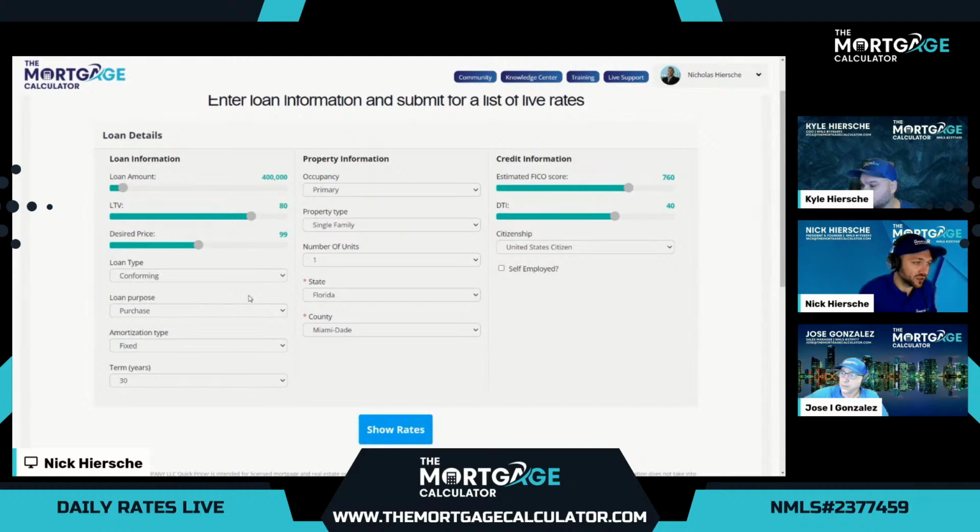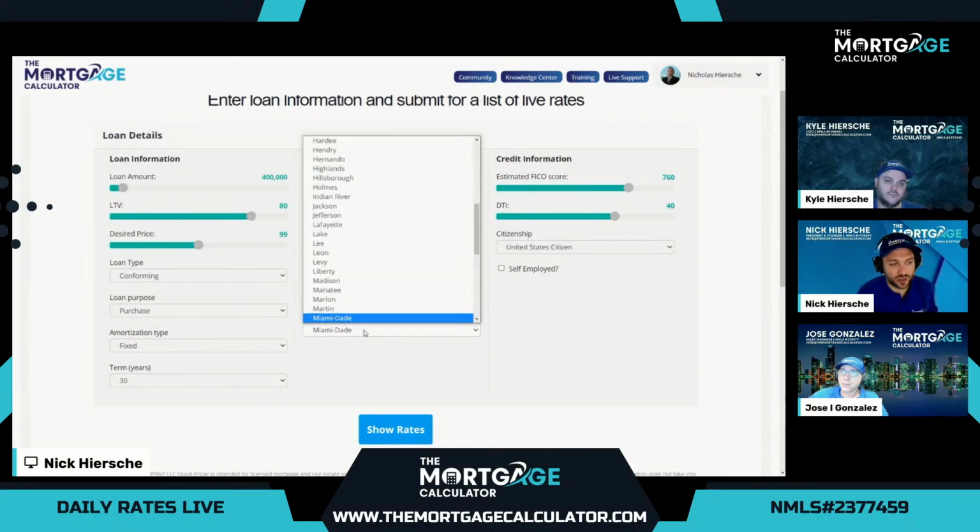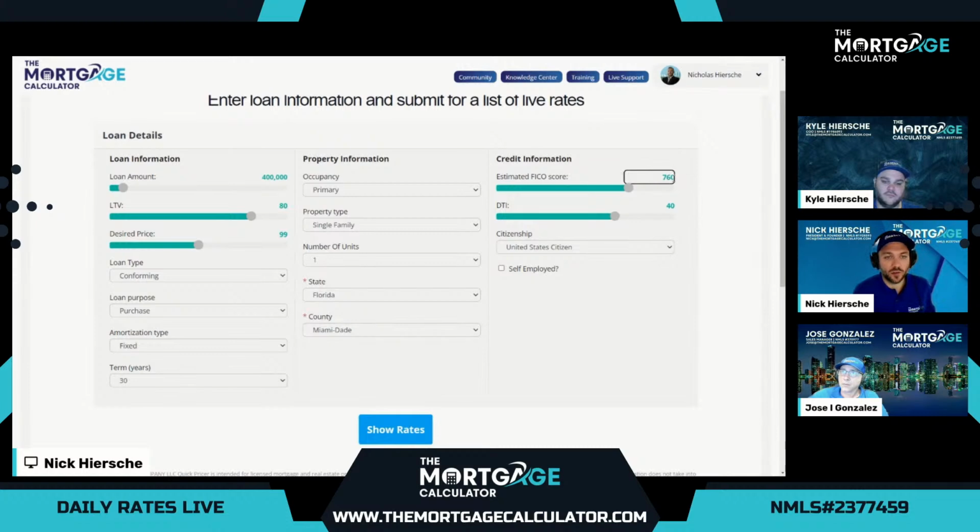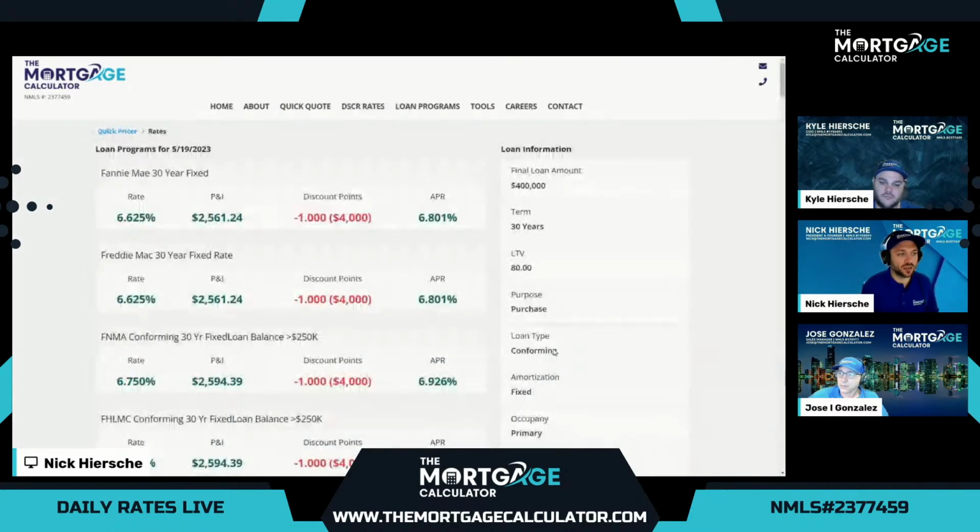So for our first scenario, we'll set up conforming, purchase, 30-year fixed loan, pretty standard, primary home, single family, 1 unit, state of Florida, county Miami-Dade. And for all of our demos today, we'll do an estimated FICO score of 760 and an estimated debt to income ratio of 40. So with these basic settings, let's check out the rates this morning.